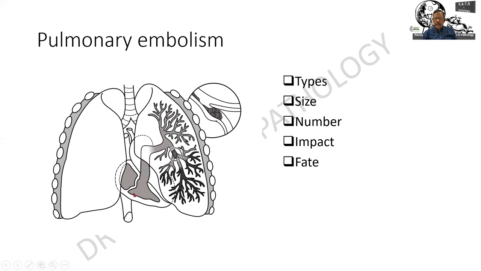So you find that if it is going to be a very large thrombus, it will be staying at the bifurcation of the pulmonary artery. We call it a saddle embolus, we shall see it. And if it is of moderate size, it will get lodged somewhere in the middle. And if it is of a smaller size, it will go to the distal end of the arterial tree.